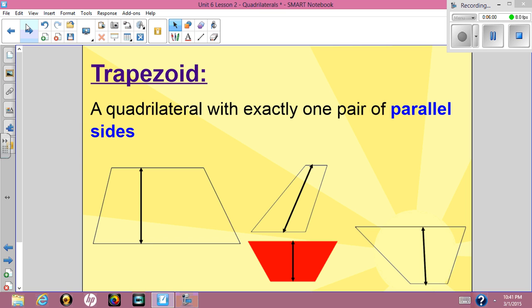A trapezoid is a quadrilateral with exactly 1 pair of parallel lines. It is important to identify this word, exactly. A trapezoid only has 1 pair of parallel lines. This is a trapezoid. This is a trapezoid. This is a trapezoid. This is a trapezoid. Exactly 1 pair of parallel lines.